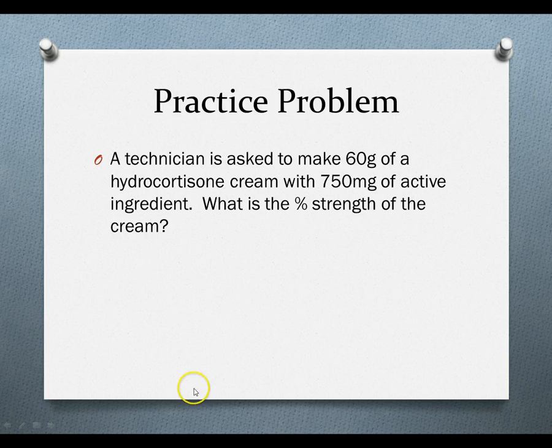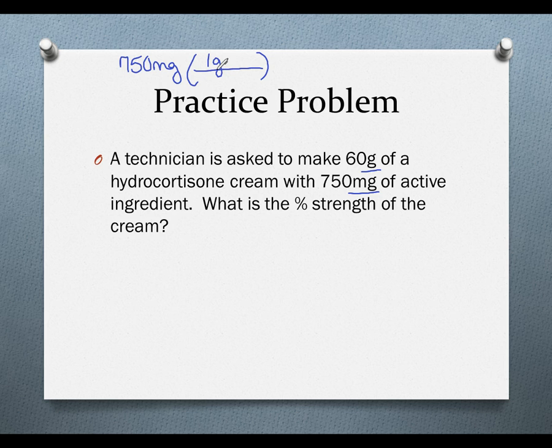Let's now take a look at another problem where we may have to convert. A technician is asked to make 60 grams of a hydrocortisone cream with 750 milligrams of active ingredient. What is the percent strength of the cream? So the first thing again I'm going to do is assess my units. I have grams, so we're good there. We don't have to convert. But now I have milligrams. Can't have milligrams, I have to have grams. So I'm going to go ahead and convert my 750 milligrams to grams.